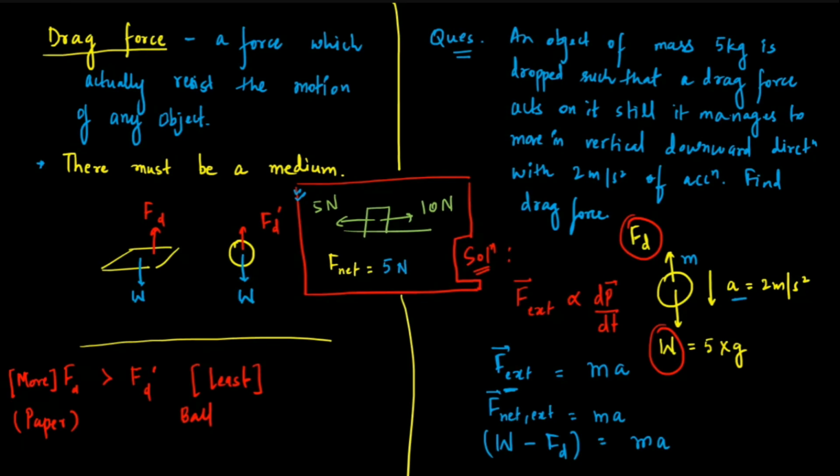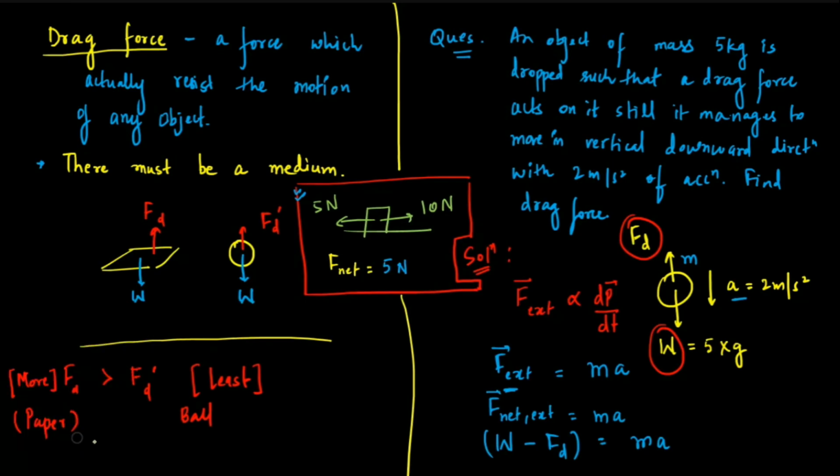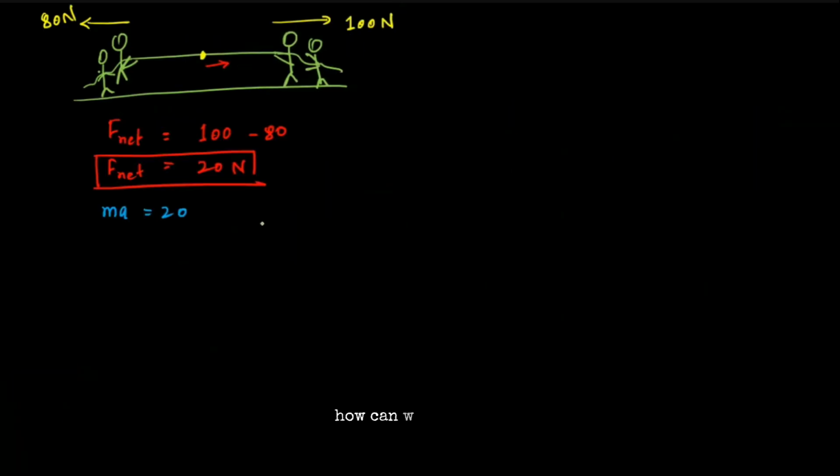Like the mass is 5, right? And then a is equal to 2. So that's 10. 10 is going to be the product of ma, but we have to find Fd here. How can we find this? The equation was work done. Oh, sorry. Weight minus Fd is nothing but mass times acceleration.